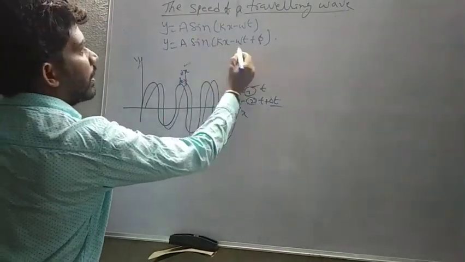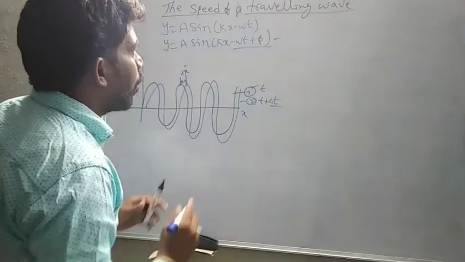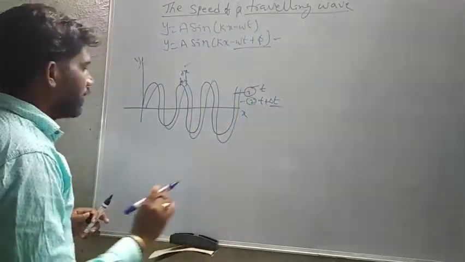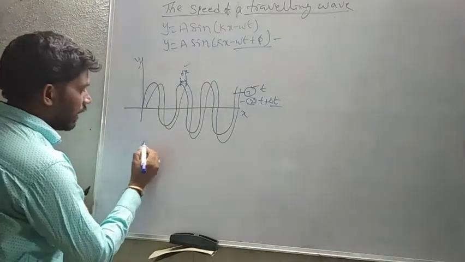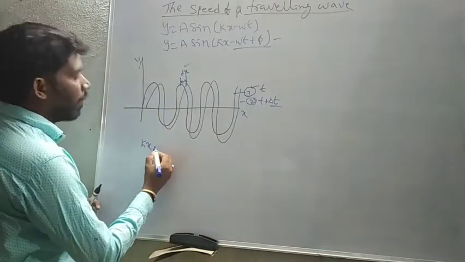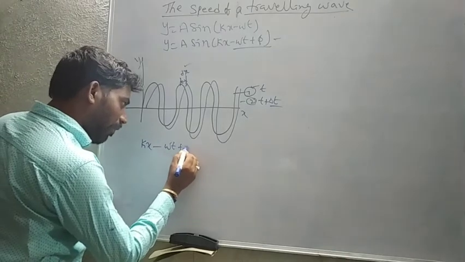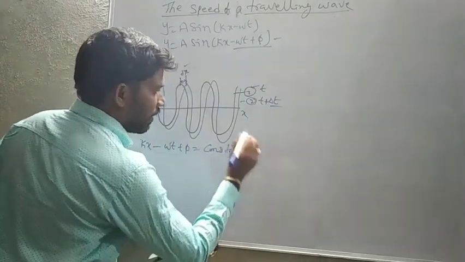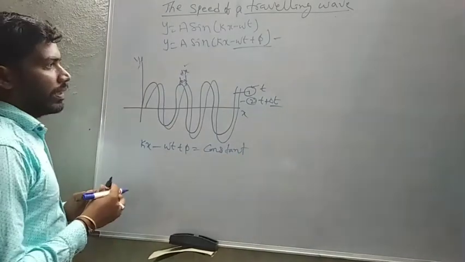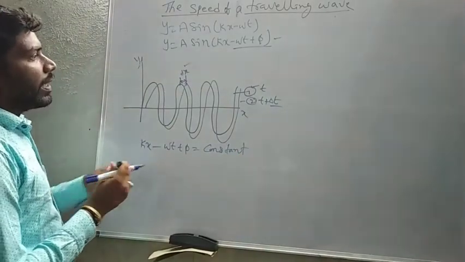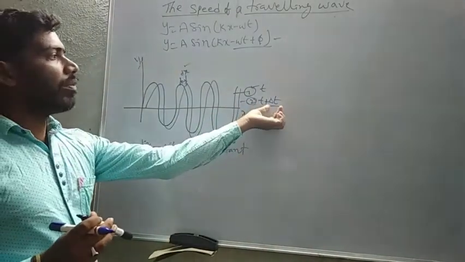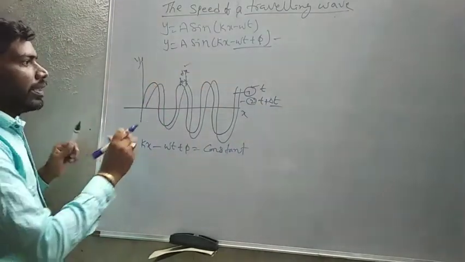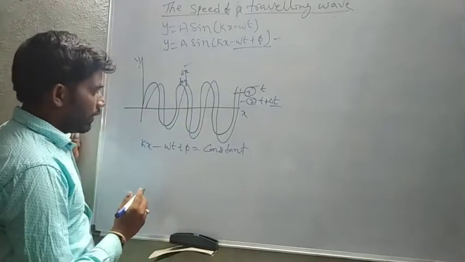For this wave equation, to derive the speed of the traveling wave, you apply a condition: kx minus omega t plus phi equal to constant. Why is it constant? Because we take a small time interval delta t and the corresponding displacement interval. This gives the constant.